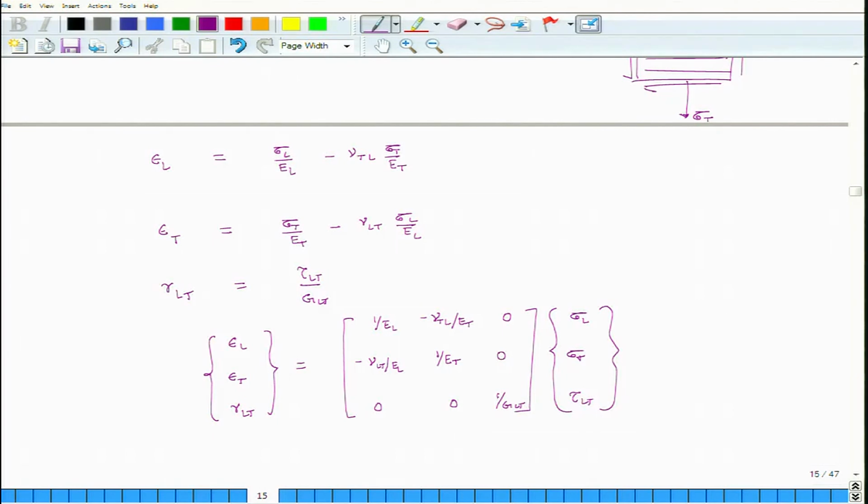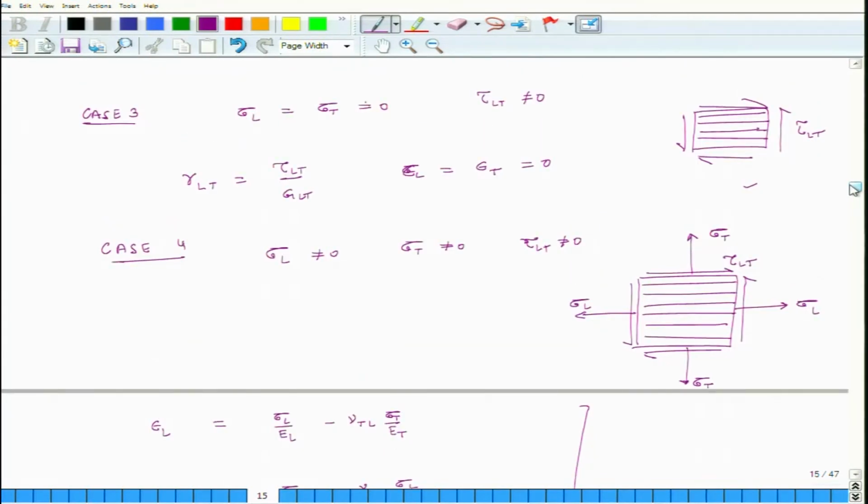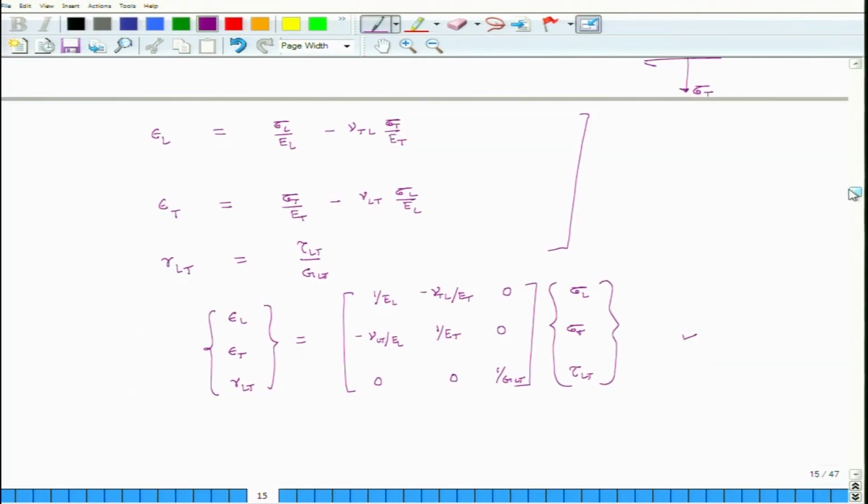Okay. So, what we have shown so far is these relations. So, this is the matrix form or this is the general relation, a conventional form. If we have a specially orthotropic lamina which is subjected to stresses in longitudinal, transverse and shear directions, then we can predict its strains using these equations.